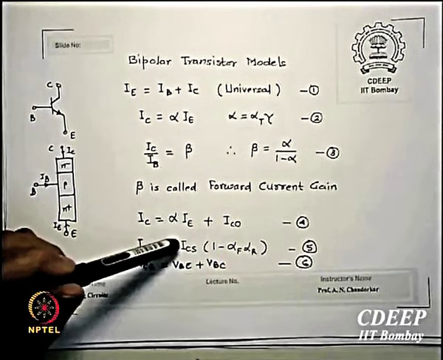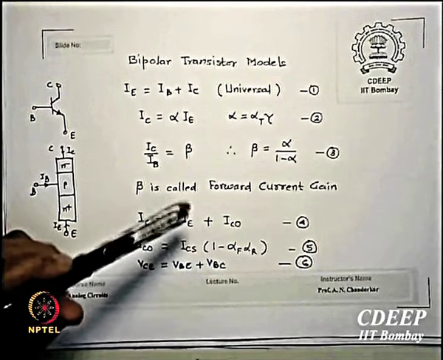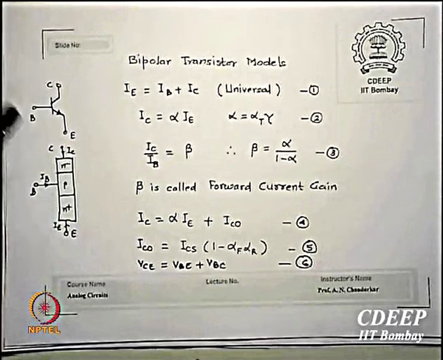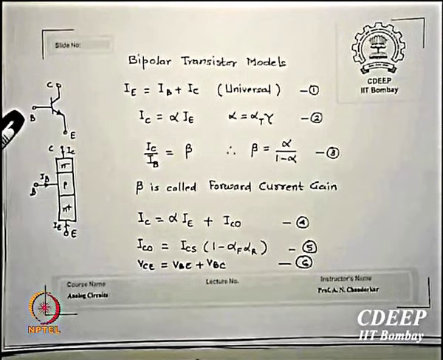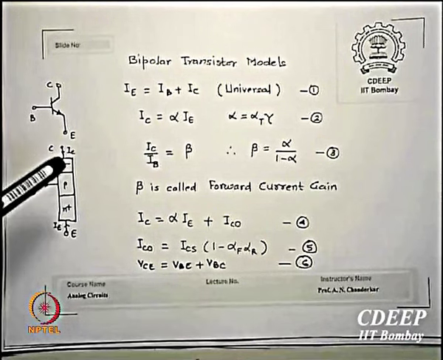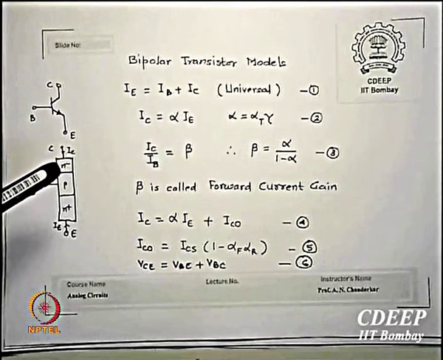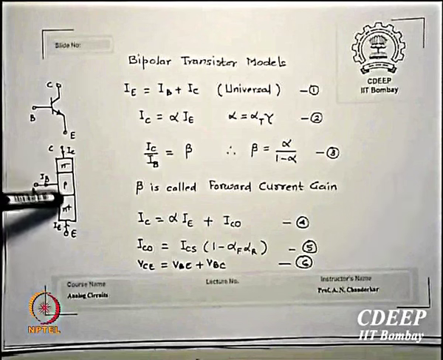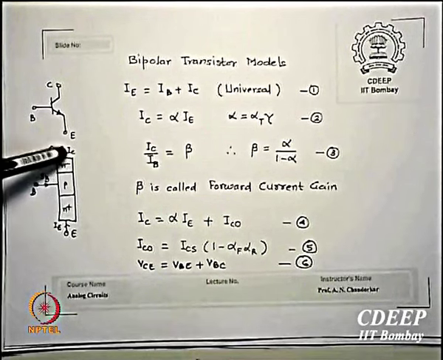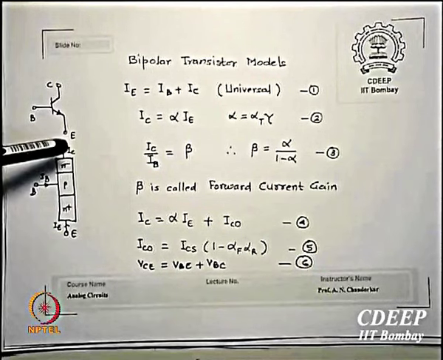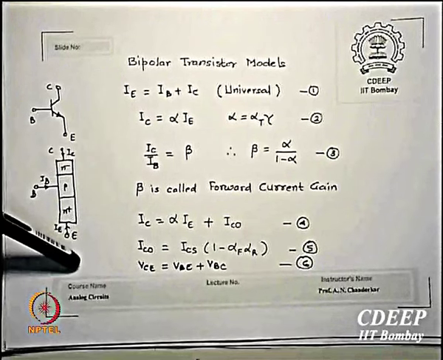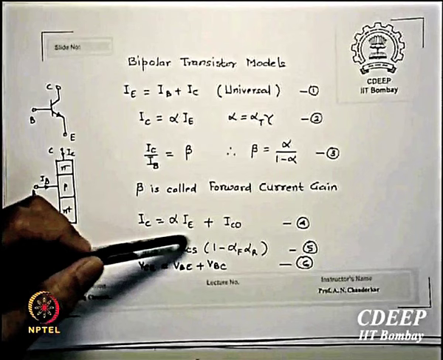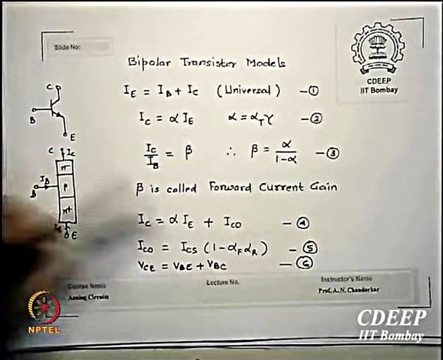ICO is decided by ICS, the reverse saturation current of the collector junction, times 1 minus alpha F alpha R. What is alpha R? Alpha F is the normal forward alpha; alpha R is the reverse operation, with the collector acting like an emitter and the emitter acting like a collector. IC by IE the opposite way is called alpha R. In normal operation the base-emitter junction is forward biased and the base-collector junction is reverse biased. If you do the contrary, base-emitter reverse biased and base-collector forward biased, the carriers come from the other side, and that is called alpha R. So it can be proved by device theory that ICO is the reverse saturation current ICS times 1 minus alpha F alpha R, and you can evaluate ICO.